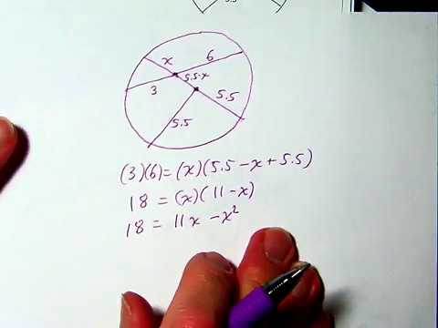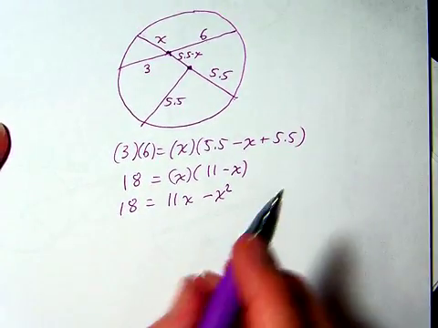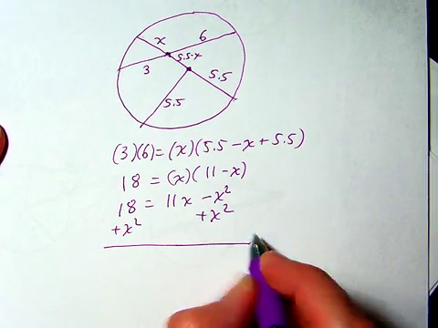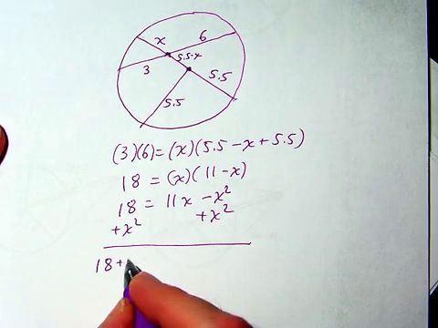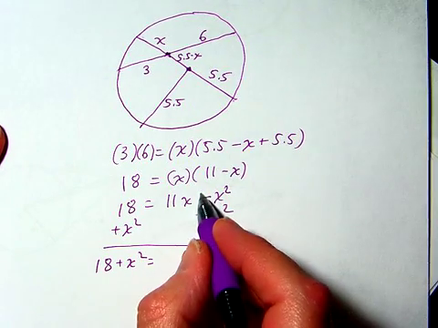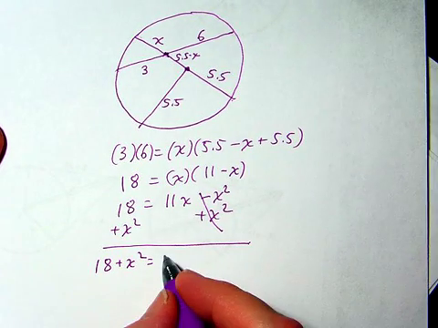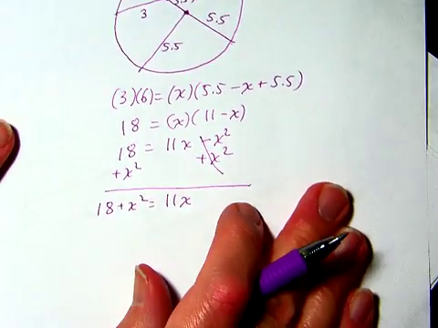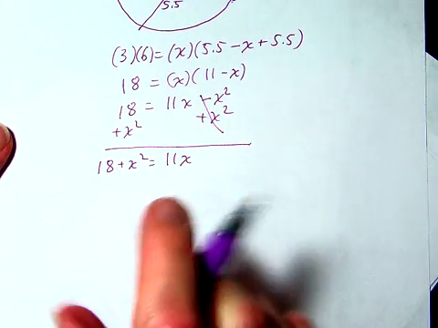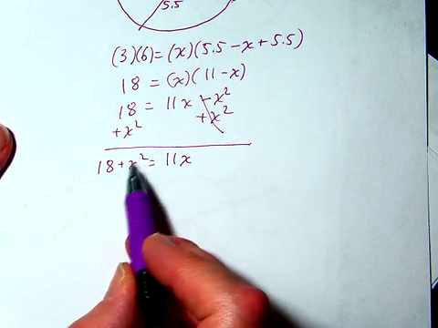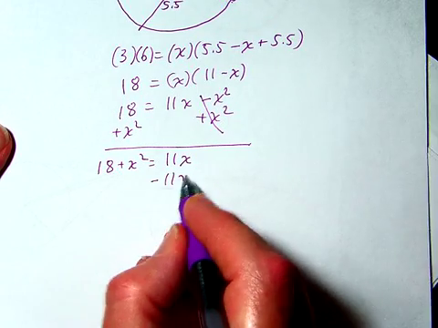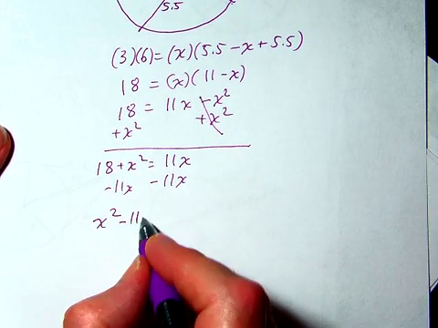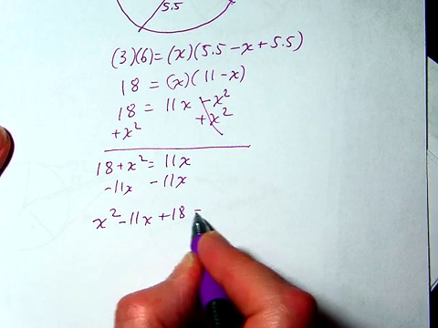But you all know I like to have a positive x squared, so I'm going to add x squared to both sides here. That's going to give me 18 plus x squared on the left, and the x minus x squared cancels out, which just leaves me with 11x on the right. I'm almost done. I want to set it equal to 0. I've got the x squared that I want on the left, so I'm going to subtract the 11x from both sides, which is going to give me x squared minus 11x plus 18 on the left equals 0.